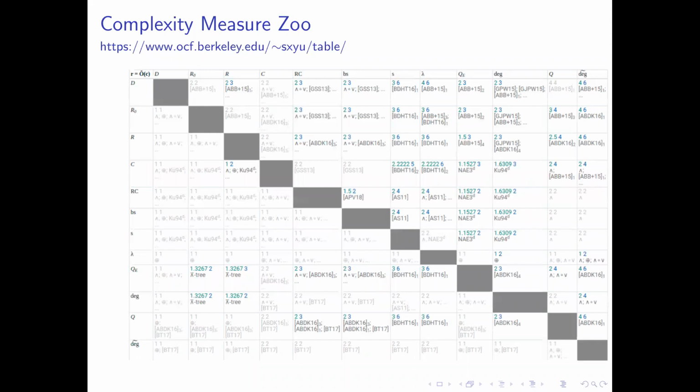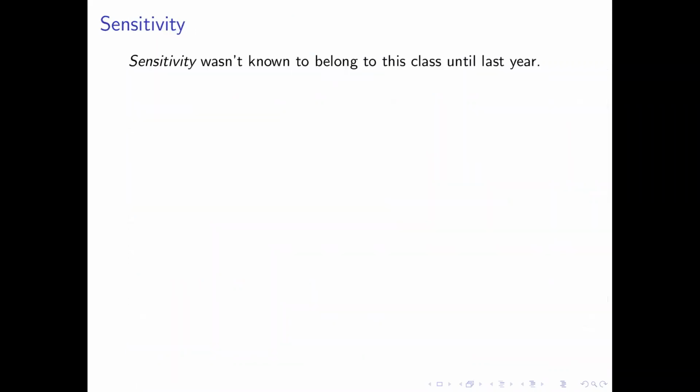Okay, so just to give you a taste of how well studied this area is and how many different complexity measures there are for these Boolean functions, I'll let you visit this website. It has an up-to-date table of all these relations between various complexity measures. And the reason why the theoretical CS community was really pleased with this sensitivity result is that sensitivity wasn't known to be polynomially related to any of these complexity measures until last year.